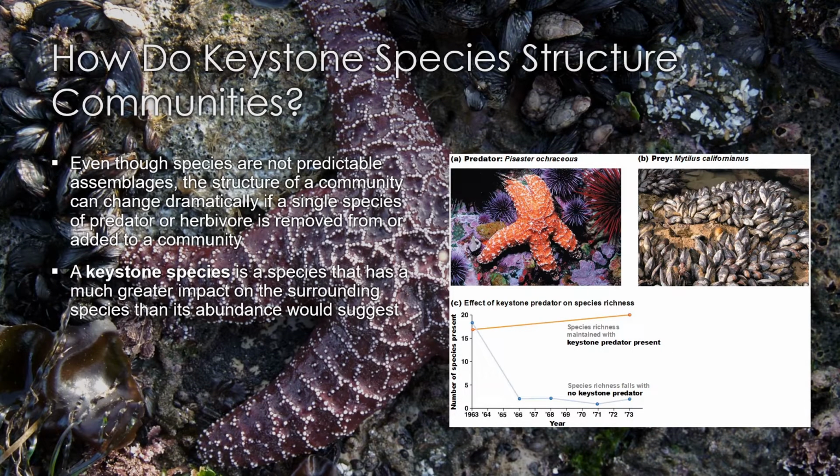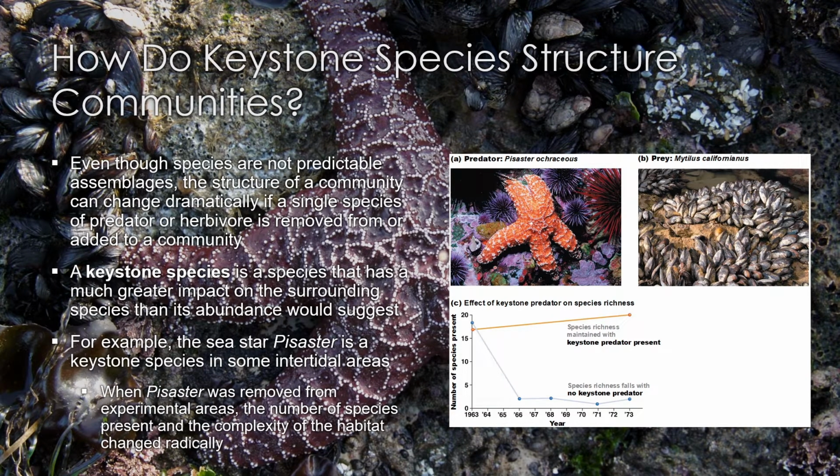The impacts of a species on a community can be visualized in terms of a food web, a network of exchanges of energy and nutrients among producers, consumers, and decomposers in an ecosystem. Food webs focus only on feeding interactions, not all types of species interactions, but are central to the structure of communities. So, the sea star Pisaster is considered a keystone species in some intertidal areas, since when Pisaster was removed from experimental areas, the number of species present and the complexity of the habitat changed radically.